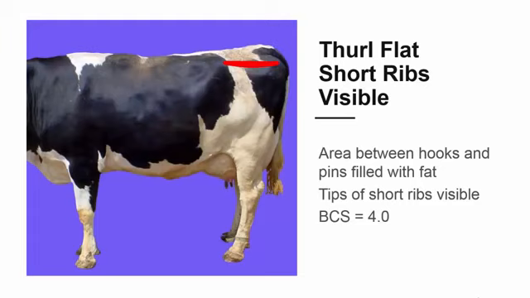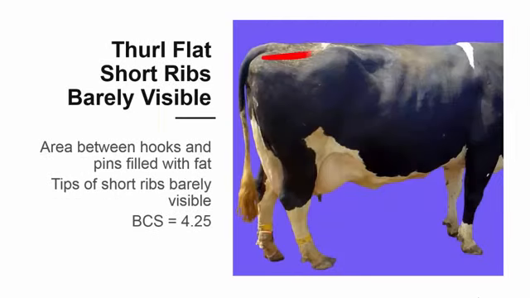The short ribs get covered next. If you can see the tips of individual bones in the short ribs, the cow gets a score of 4.0. If the tips of individual bones in the short ribs are just barely visible, the body condition score is 4.25.